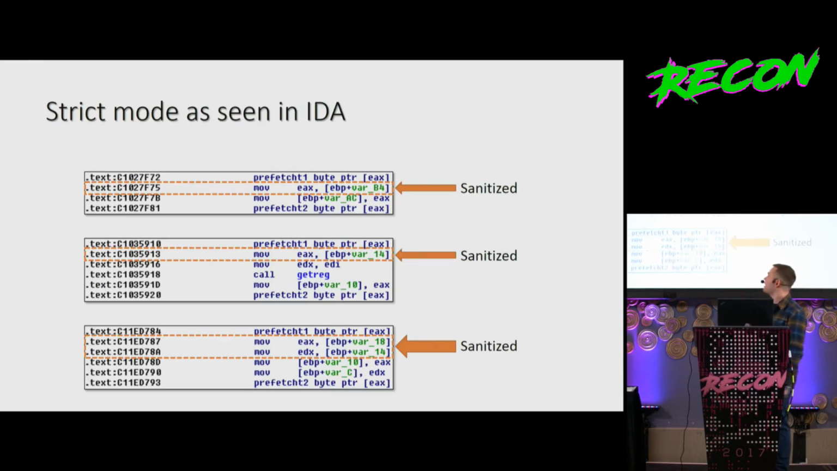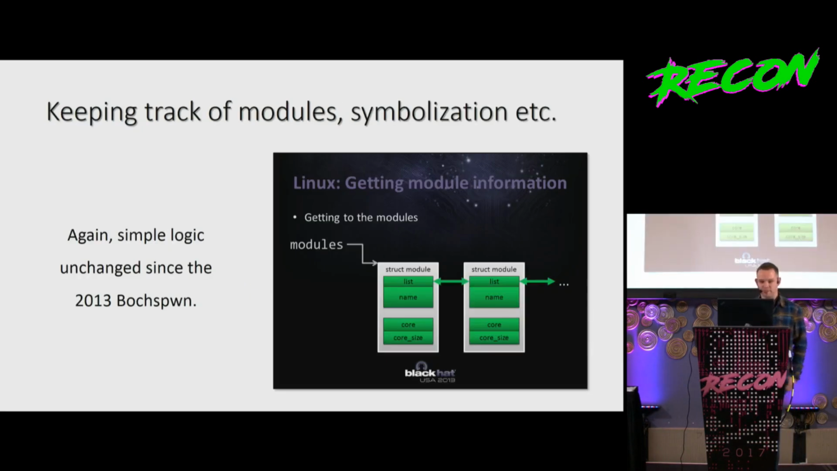So here you can see how it works in IDA. We have these two instructions, prefetch 1 and prefetch 2, and in between them we have the evaluation of the expression and all of the reads that have the same ESP. So the marked areas are basically sanitized and detected by Bochspwn here.